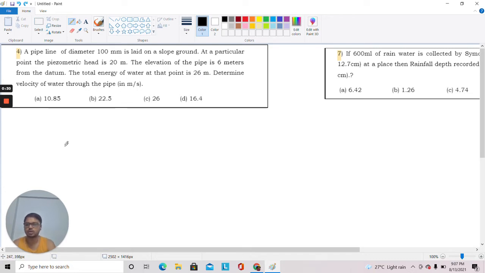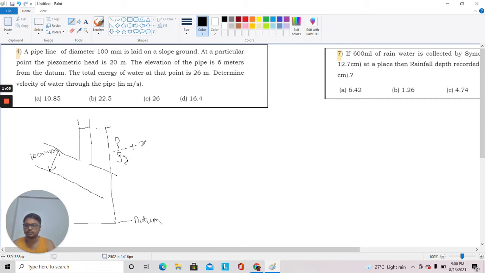So let's first draw the diagram. This is a pipeline which is of 100 mm diameter. Okay, you have piezometric head which is calculated always from the datum. So this is the datum. This piezometric head, that is P by rho g plus Z, is given to be 20 meters.